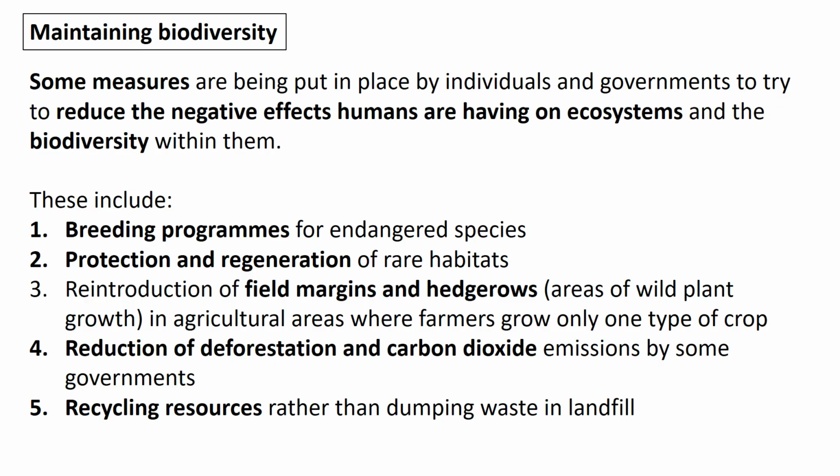Measures can be put in place by individuals and governments to try to reduce the negative effects that humans are having on ecosystems. These sorts of measures to help biodiversity include breeding programs, protection and regeneration of rare habitats like those peat bogs, reintroduction of field margins and hedgerows so that farmers can't just use all of the field for growing their crops. There's got to be a certain area of land for hedgerows. Reduce and legislate deforestation so that you can monitor carbon dioxide emissions and hopefully reduce those, and recycling resources rather than putting them into landfill.